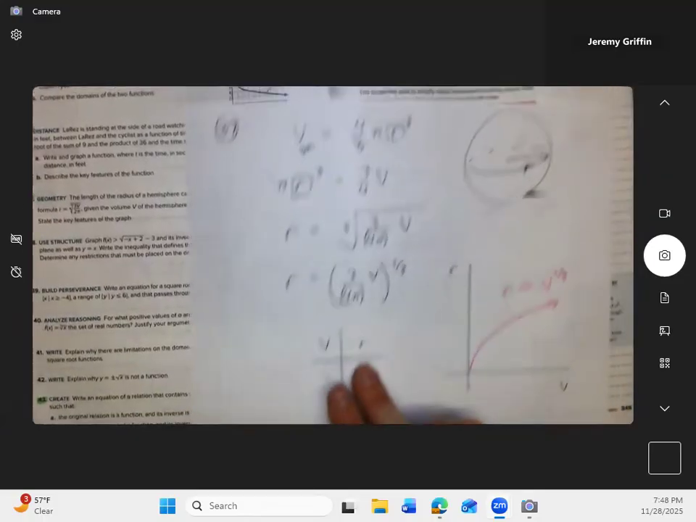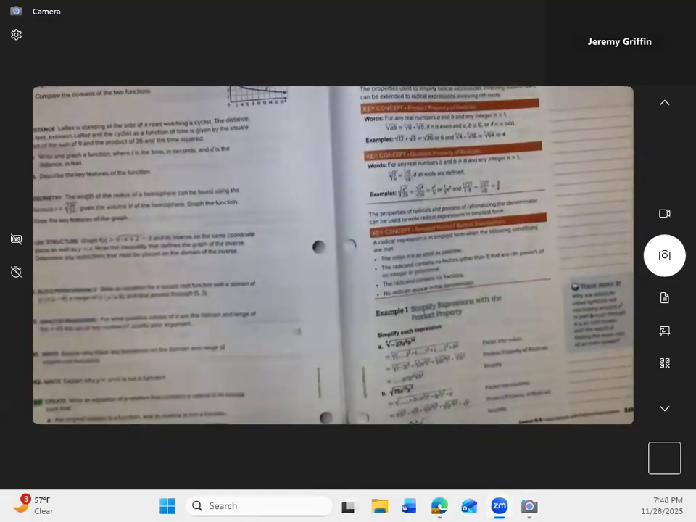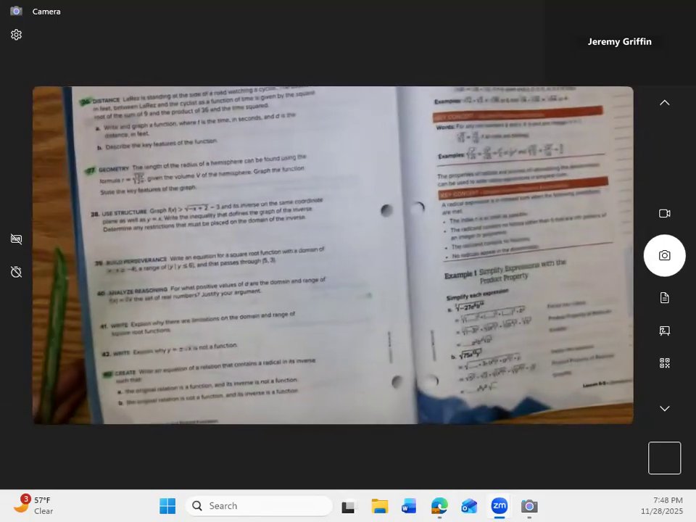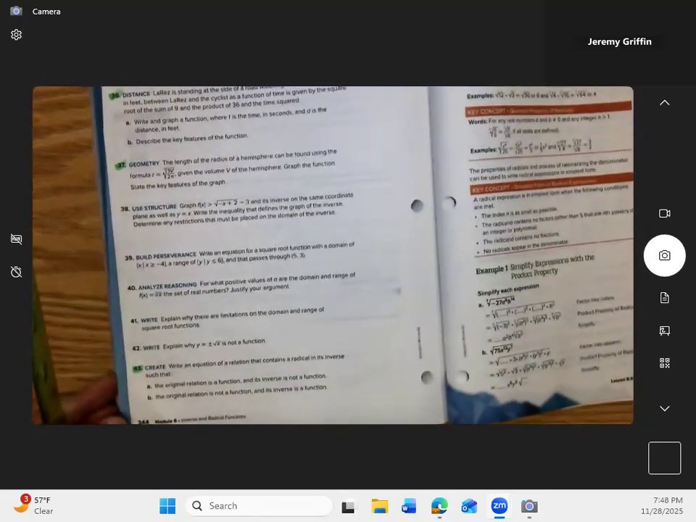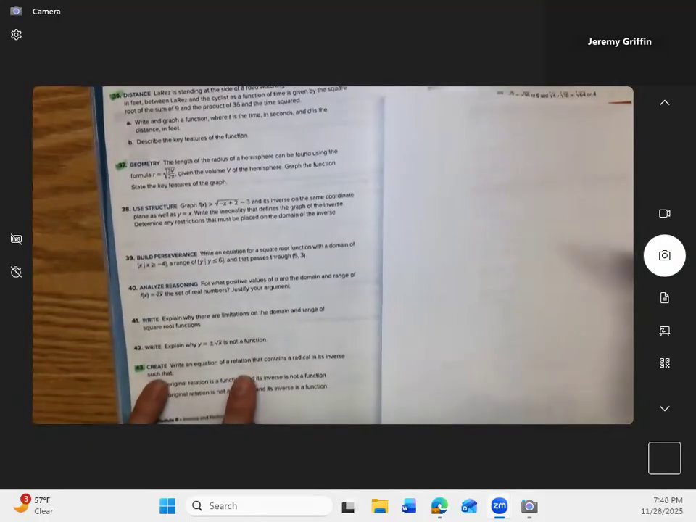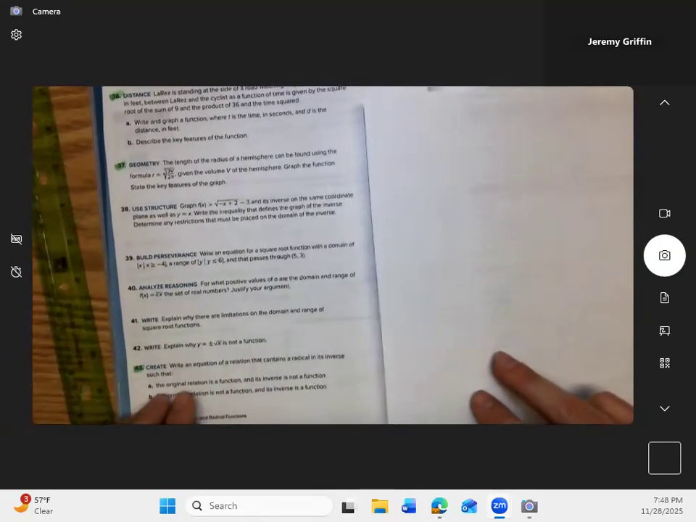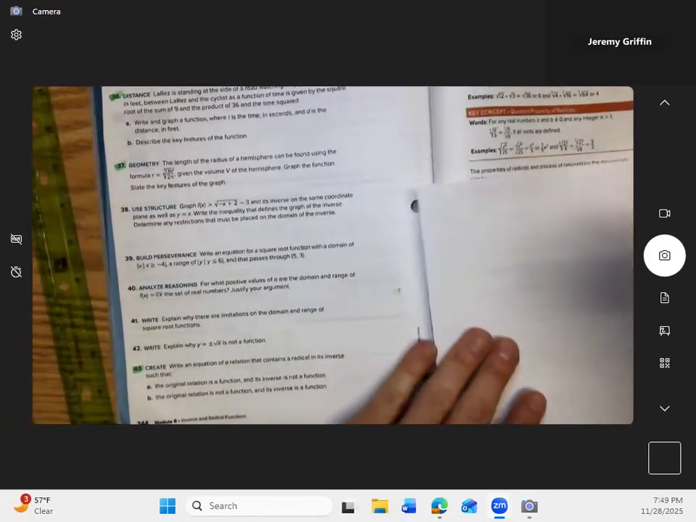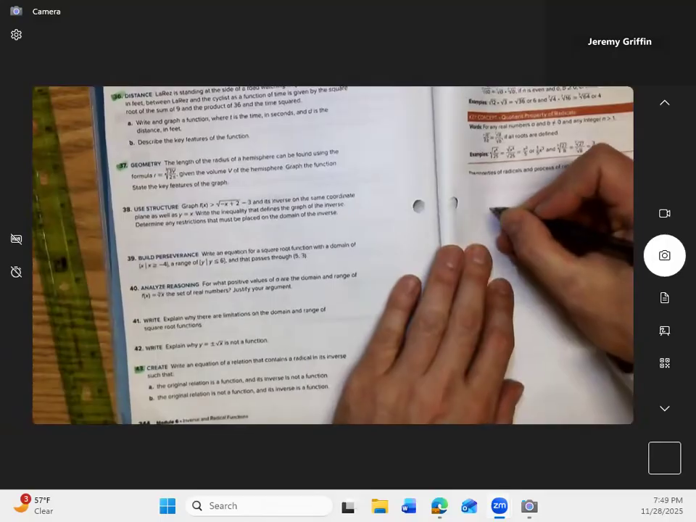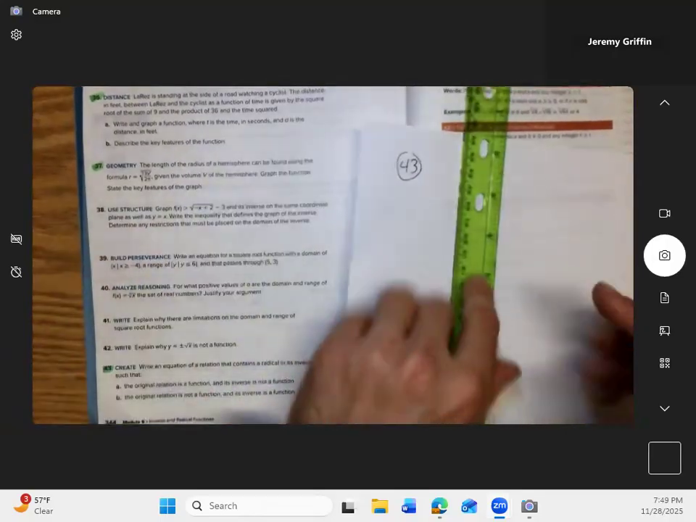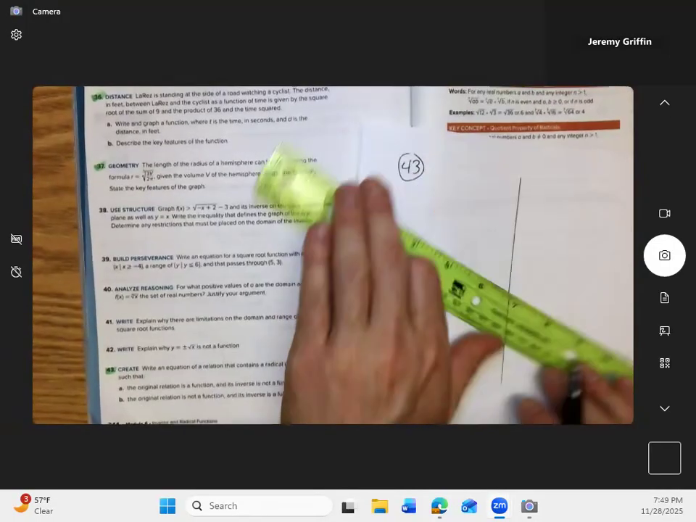And last one, 43: write an equation of a relation that contains a radical and its inverse such that the original relation is a function, but its inverse is not. And then vice versa: the original relation is not a function and the inverse is. Right, so I know a real good example. I'm sure there's a lot of examples. You're supposed to be a bit creative with this.